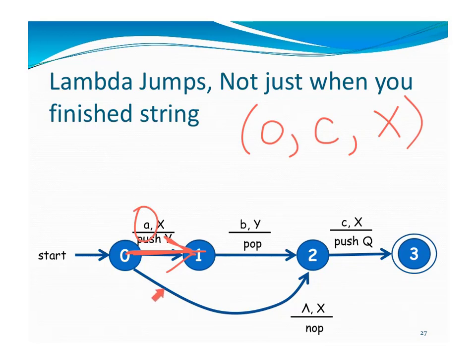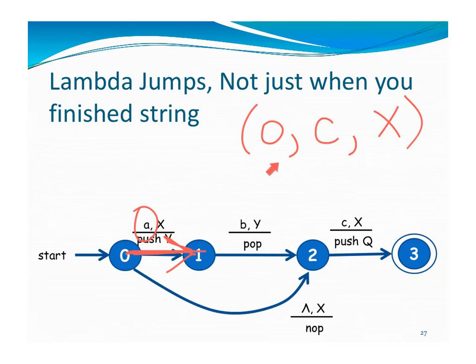And this other transition here, I'm sorry, I put the label down there because I couldn't fit it as easily anywhere else. But this transition has a lambda and X, and this lambda means like free jump, right? So at any time if you feel like it, as long as you have an X at the top of the stack, you can take this jump.